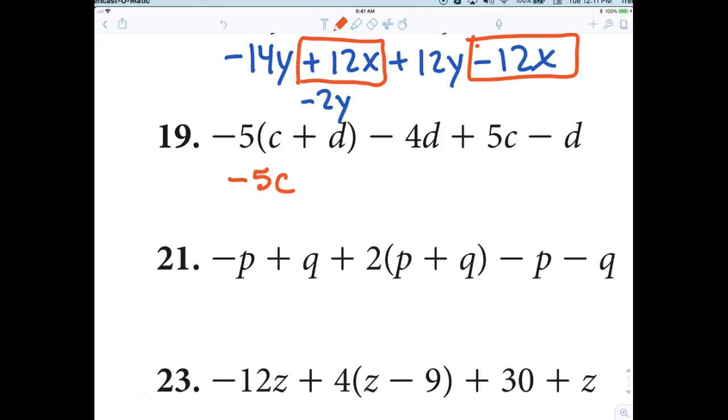No, not yet. You didn't finish distributing, Julia. What am I distributing? Negative 5C, then what? Come on, girl. No. Distribute, Julia. Negative 5 times C is what? And then negative 5 times positive D.